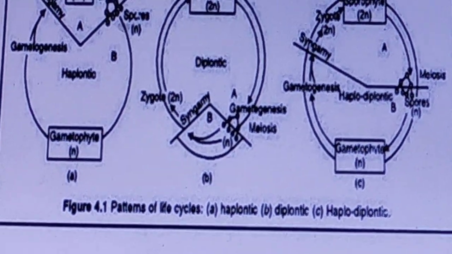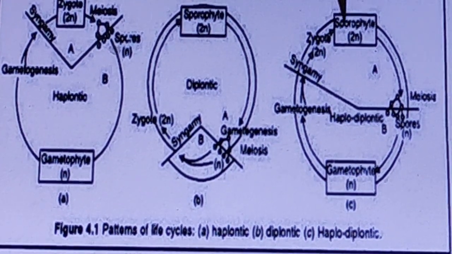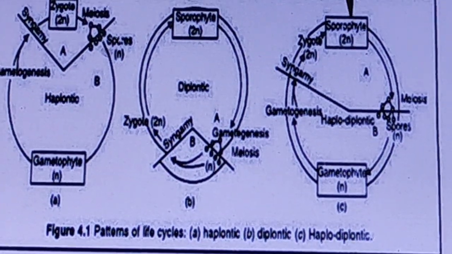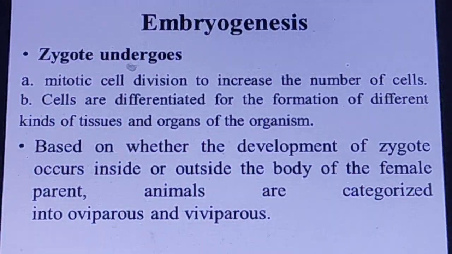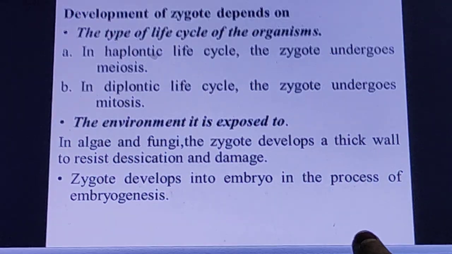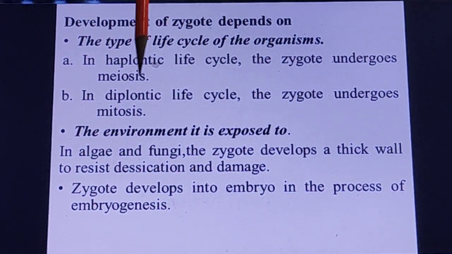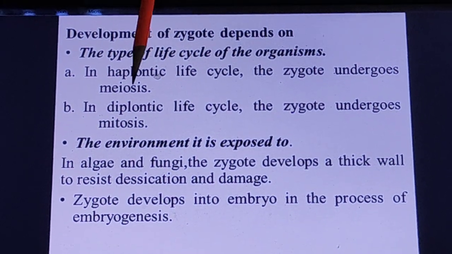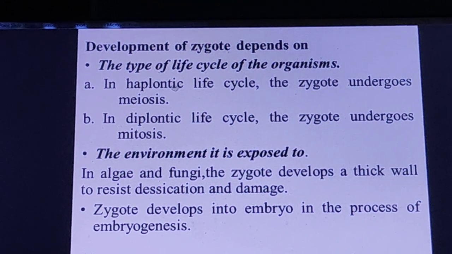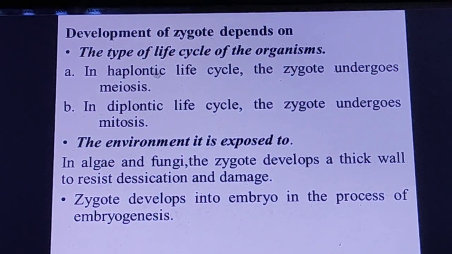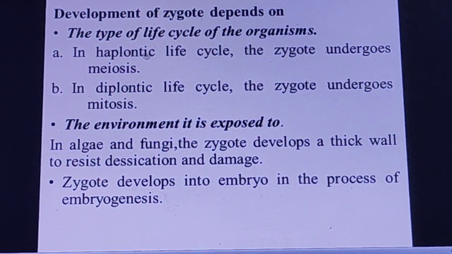So, what is the fate of zygote in haplodiplontic? Here also immediately zygote undergoes mitosis. Clear? So this is about the type of development in zygote depending on the life cycle. Here also I have mentioned in haplontic zygote undergoes meiosis, in diplontic it undergoes mitosis. Clear? Then coming to how it depends upon the environment it is exposed to.